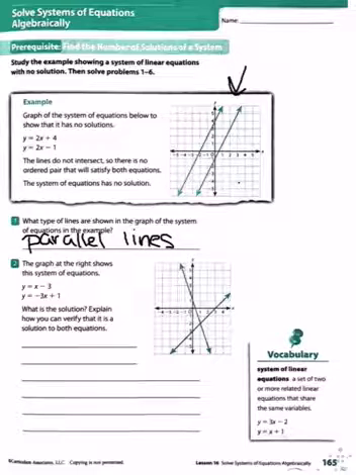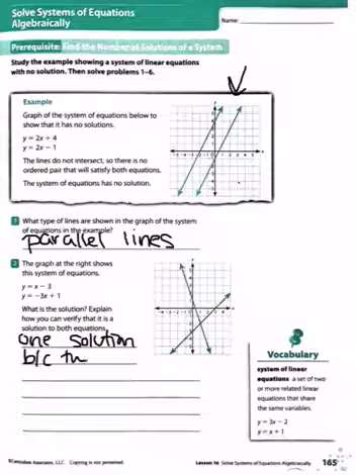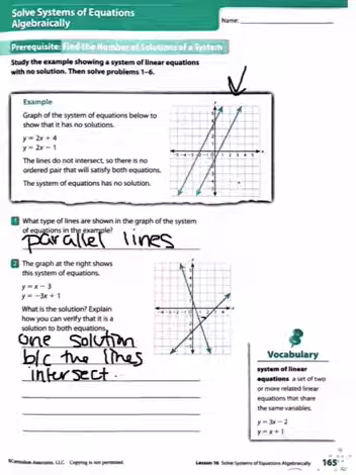In problem number 2, the graph at the right shows this system of equations. Y equals x minus 3 and y equals negative 3x plus 1. What is the solution? Explain how you can verify that it is a solution to both equations. Well, since the lines intersect, we know that it is one solution. And we know that the solution is the point at which they cross. So in this case, the answer is 1, negative 2.